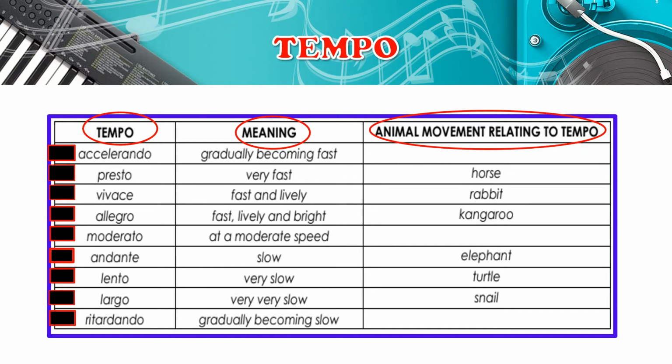What have you noticed, class? It's gradually becoming fast. That is accelerando. And for number two, we have presto, meaning very fast. Listen to this.